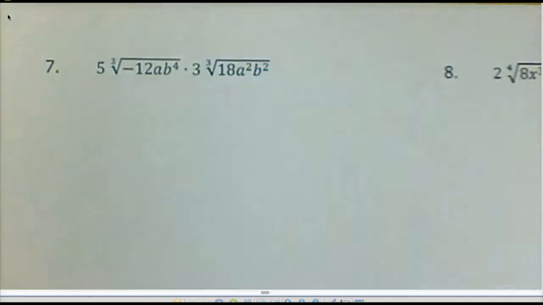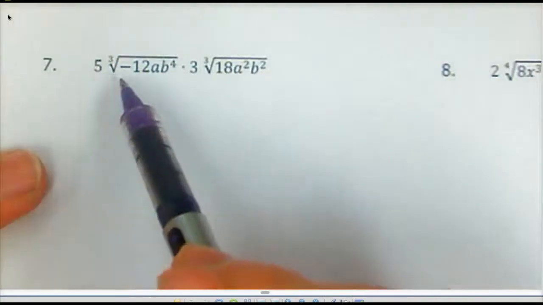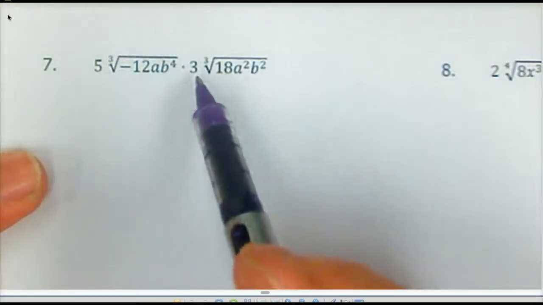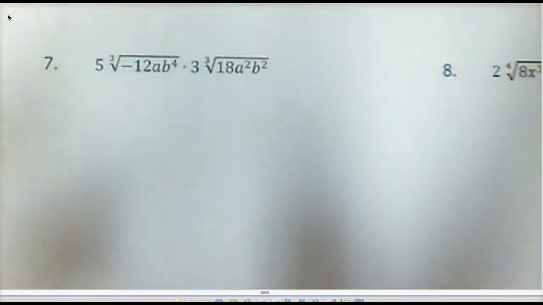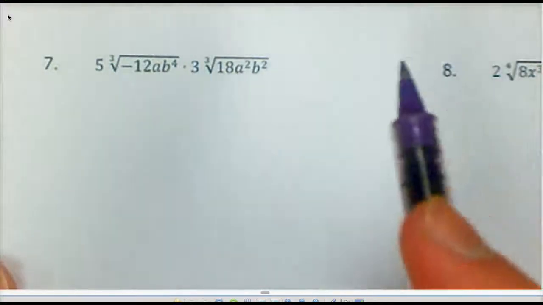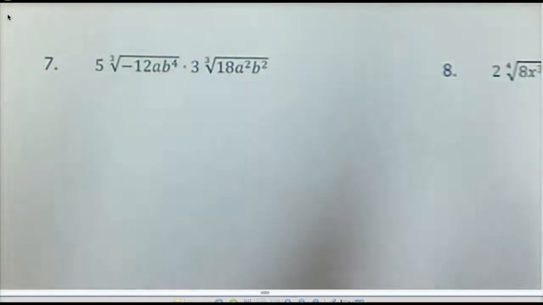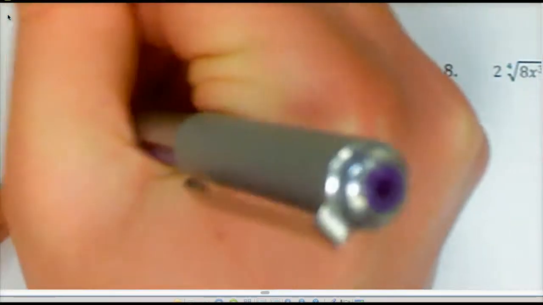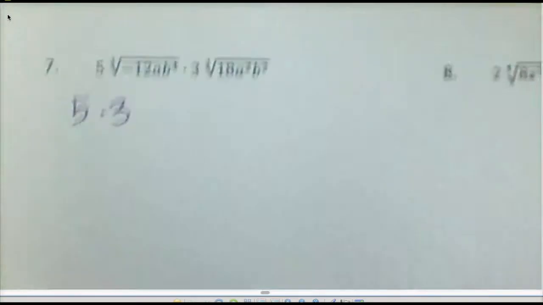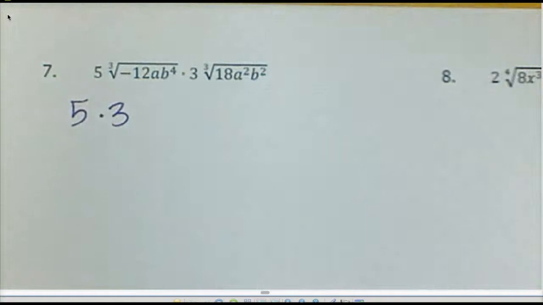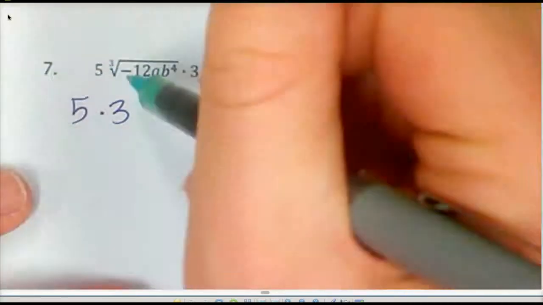Okay, so for number 7 here, we have 5 times the cubed root of negative 12ab to the 4th times 3 cubed root of 18a squared b squared. So we're multiplying everything together here. So we're not combining like terms like we were in the first few examples. But I'm still going to put my like stuff together. That's not the proper term for it. Meaning my whole numbers, I'm going to group those together. So my whole numbers are 5 and 3. So I'm going to be multiplying 5 and 3, and then I'm going to group my radicands together.